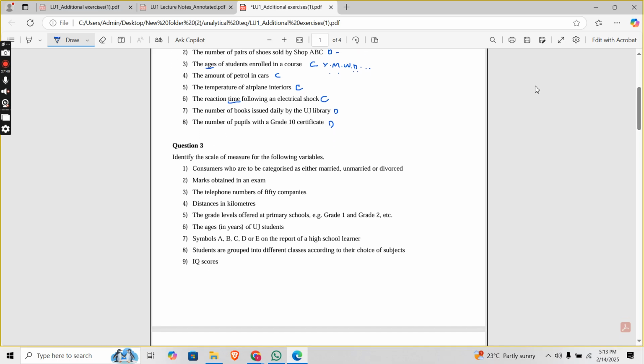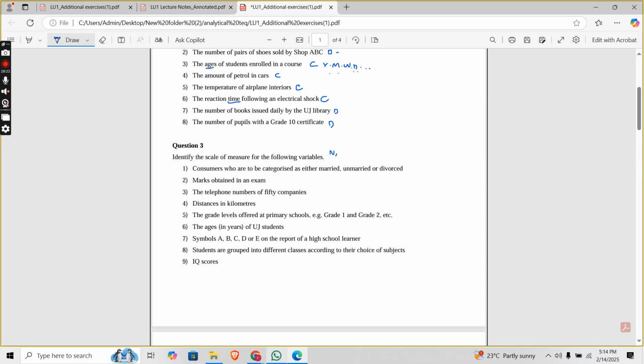Okay. Identify the scale of measure for the following variables. Do you guys remember the scales of measure that I discussed with you? I think it was last week, yeah. I said we have 4 measurement scales. Okay. Number 1 is nominal scale.